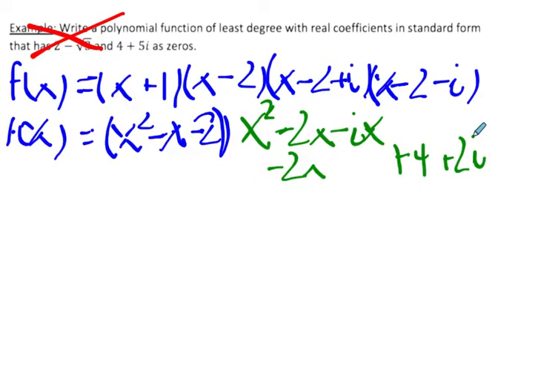And then the last thing I have to distribute through is this i. So i times x is positive ix. Then i times negative 2 is minus 2i. And then i times negative i would give me negative i squared.